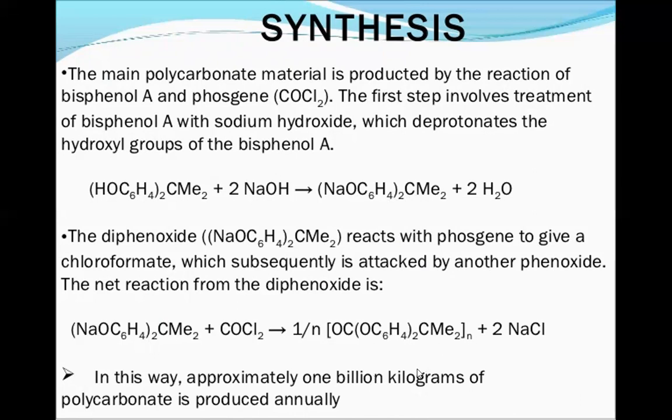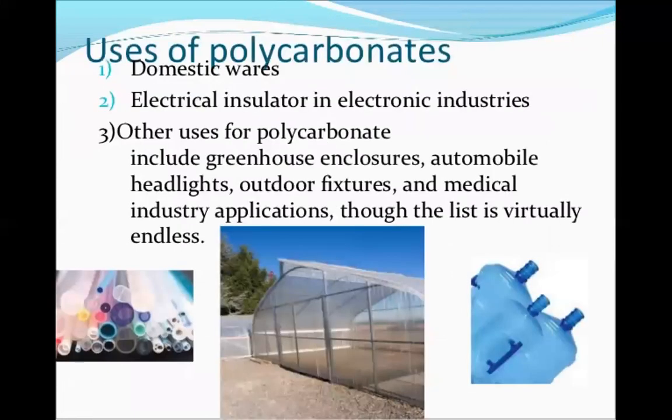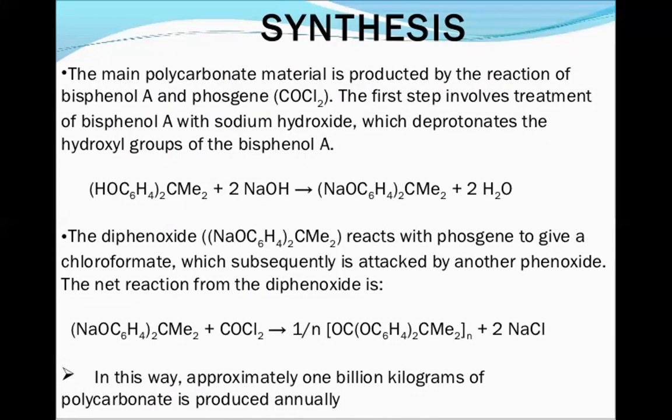Chloroformate is subsequently attacked by another phenoxide. This is one phenoxide, the product obtained by the reaction with the phosgene, and it is attacked by another phenoxide and forms diphenoxide. In this way, the process continues, undergoes polymerization and forms the polycarbonate structure. In this way, approximately 1 billion kilograms of polycarbonate is produced annually.